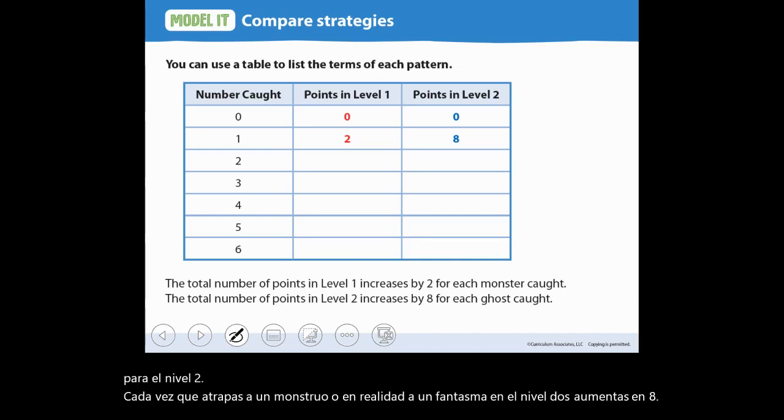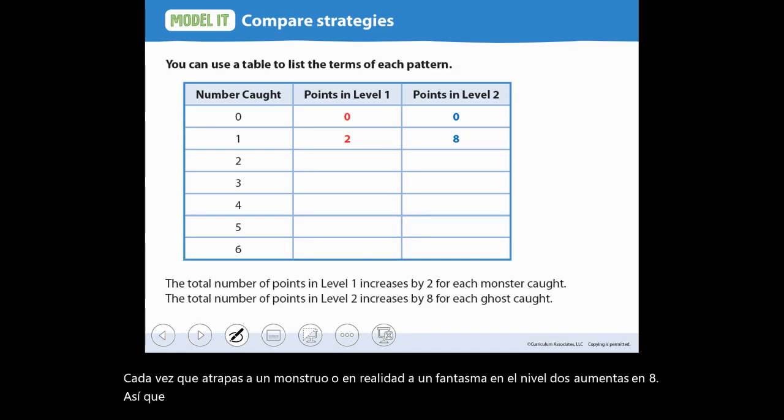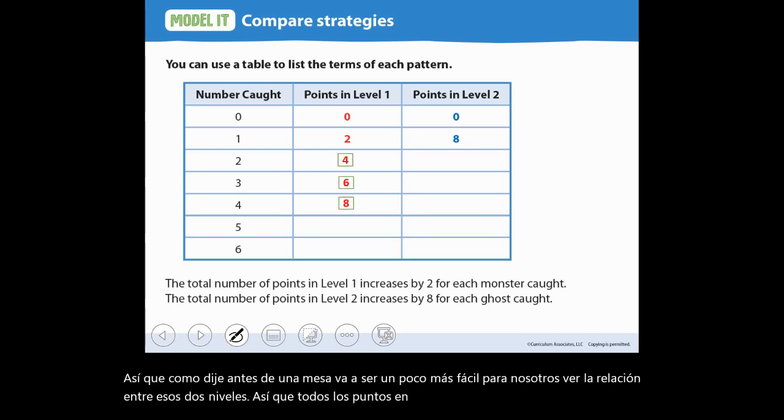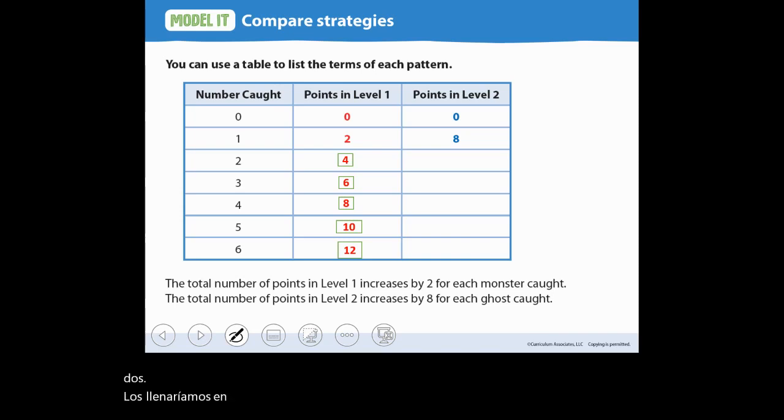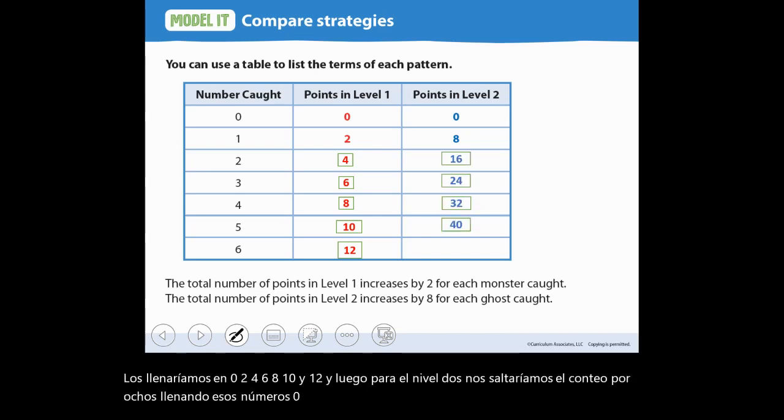As I said before, a table is going to be a little bit easier for us to see the relationship between the two levels. So all the points in level 1, we would skip count by 2s and fill those in: 0, 2, 4, 6, 8, 10, and 12. And then for level 2, we would skip count by 8s, filling in those numbers: 0, 8, 16, 24, 32, 40, and 48.